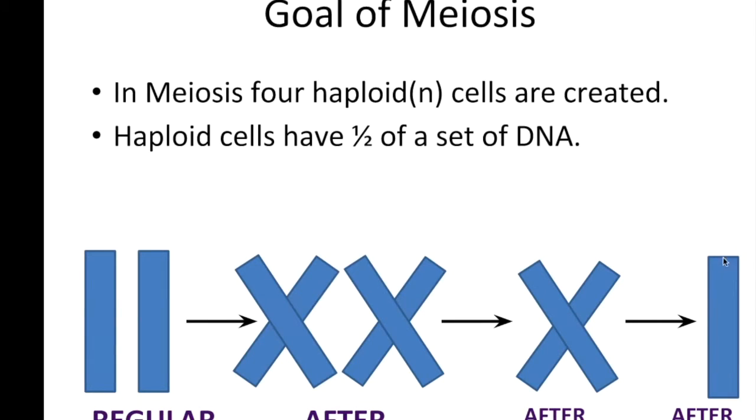So you can see our cell that ends at the end of meiosis, instead of having a copy from mom and a copy from dad, it only has one copy. So say one copy of chromosome 1 or one copy of chromosome 2. And you'll see this again in a picture in a second to make a little more sense.